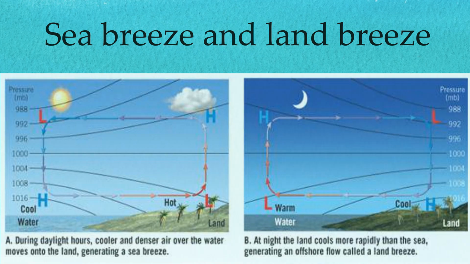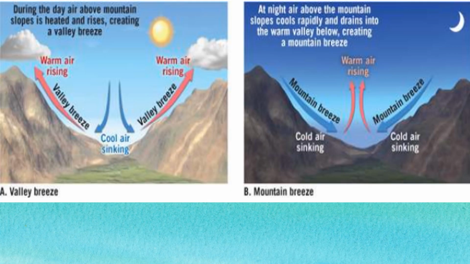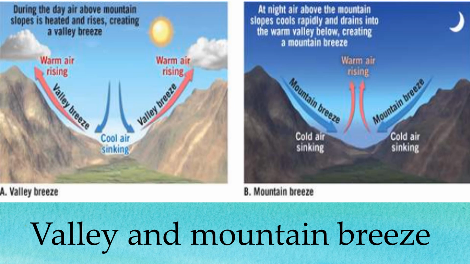And next is what we call the valley breeze and mountain breeze. A daily wind similar to land and sea breezes also occurs in mountainous regions, such as the one shown in the picture. During the daytime, the air above the mountain slopes is heated and rises, thereby creating a valley breeze.